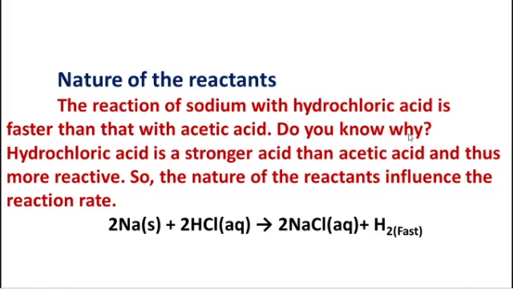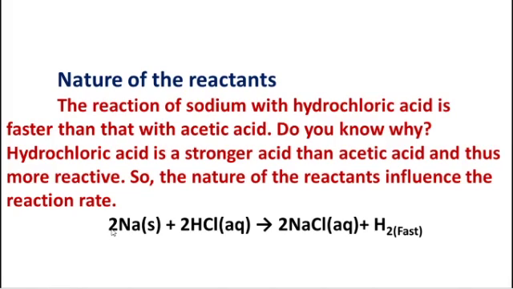Do you know why? What is the reason? Hydrochloric acid is a stronger acid than acetic acid. This is the important point. Hydrochloric acid is a stronger acid than acetic acid and thus more reactive. So the nature of the reactants influences the reaction rate. So the reaction rate is fast in the sodium plus hydrochloric acid reaction.